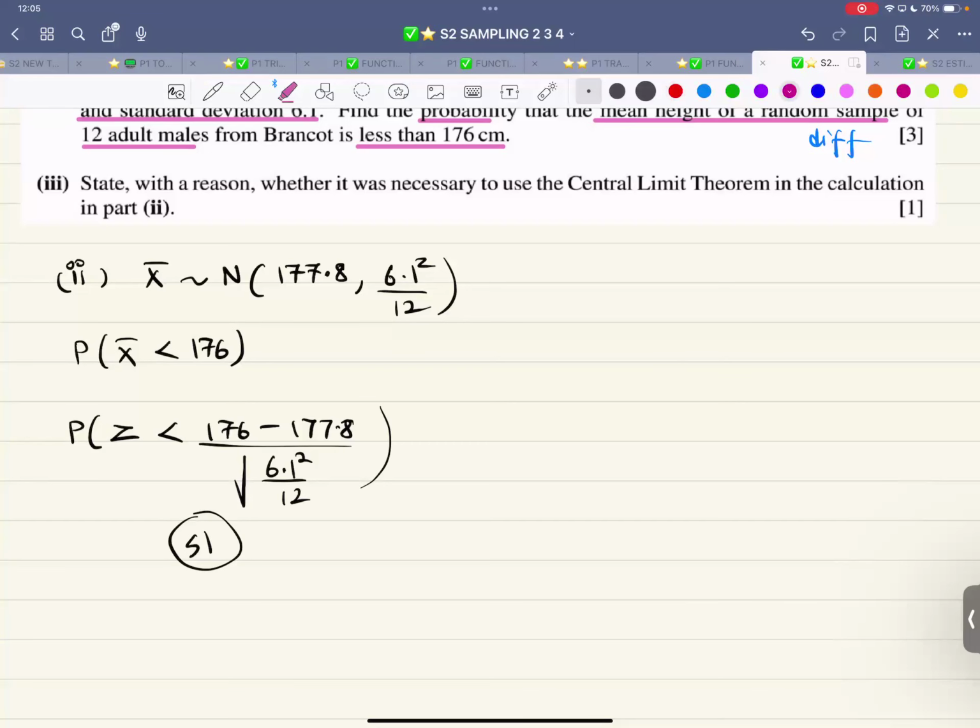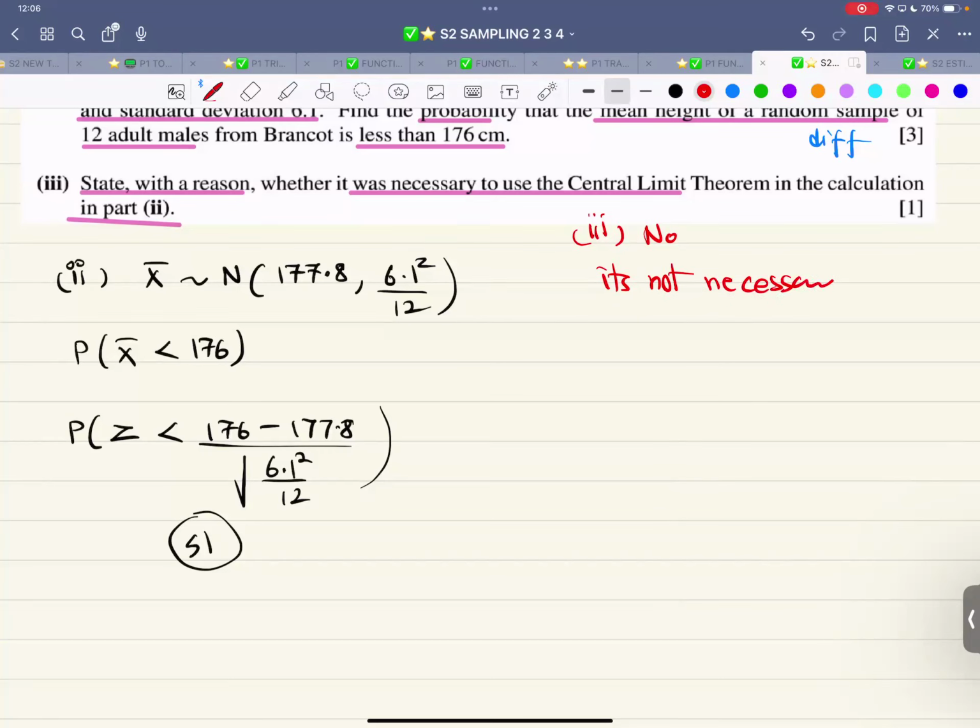Now let's read the third part. State with a reason. That means there are 2 things. State yes, no, with a reason. The reasoning should be there, crisp. Whether it was necessary to use central limit theorem in calculation, first of all, we would say the answer is no. It's not necessary, right, in complete English.